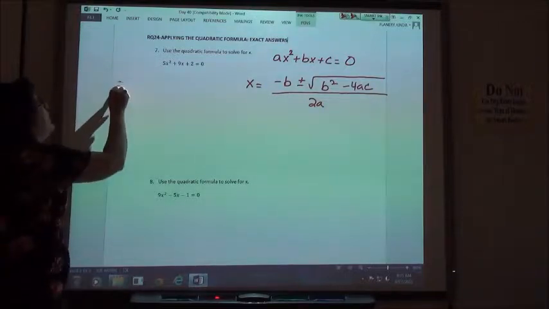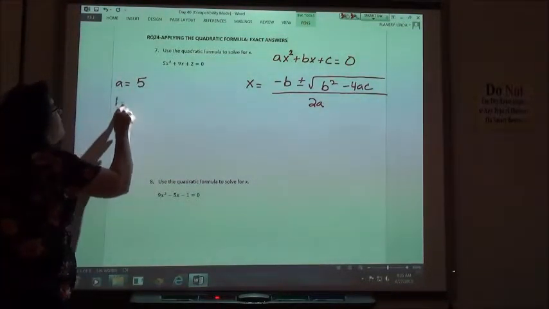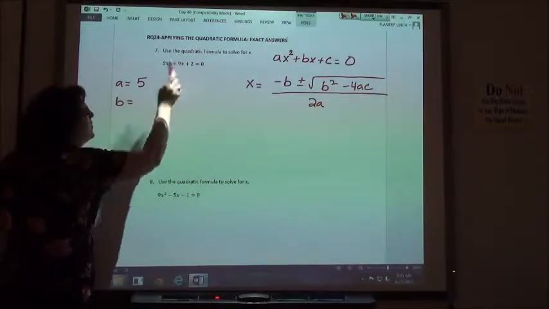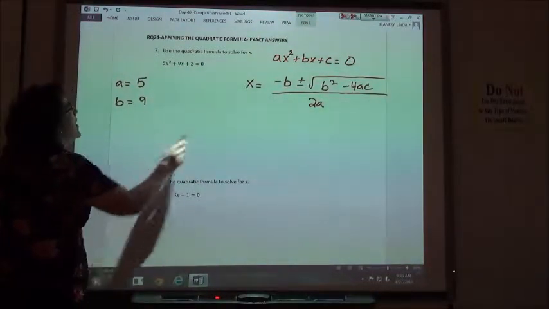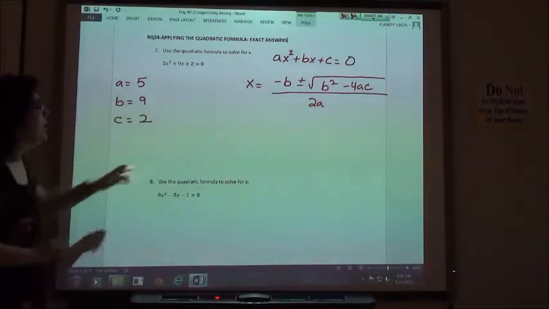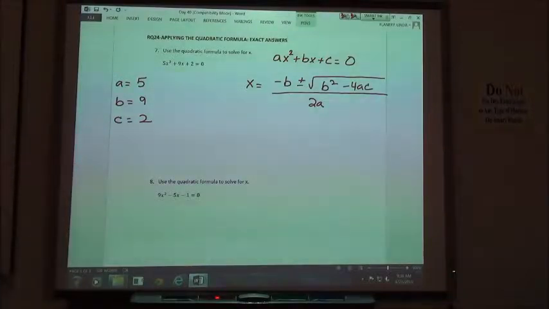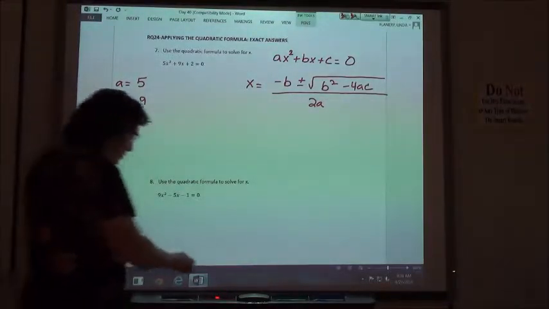So I go over here to my quadratic equation. My a value is the coefficient of the x squared term, so it's 5. My b value is the coefficient of my x term, so it's 9. My c value is my constant term, so it's 2. Be careful: if there's a negative in front of those, then I include the negative with my number. All of mine are positive on this one.